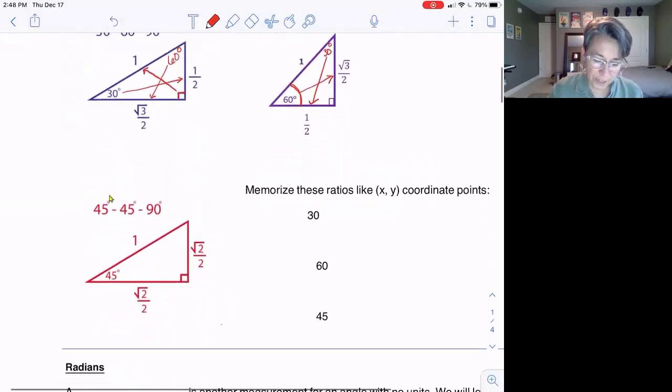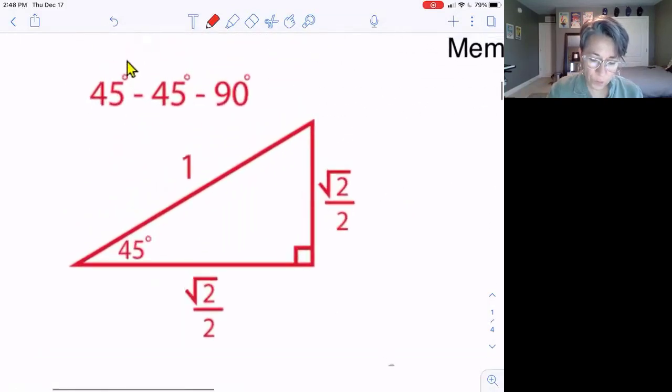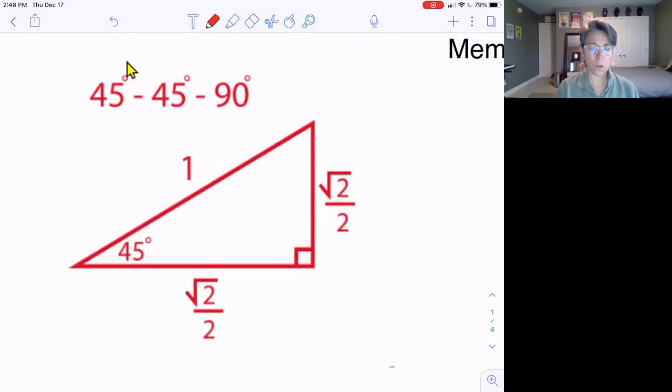If we look down here at the 45, 45, 90 triangle, so we have the 90 degrees in the bottom right corner. If that left side is 45 degrees, that means this other side is also 45 degrees. So even though the picture there may not be to scale, this is what we call an isosceles triangle. So if those two angles are the same, then that means the two sides are going to be the same length. And both of them will always have that ratio of square root of 2 over 2 when your radius is 1.